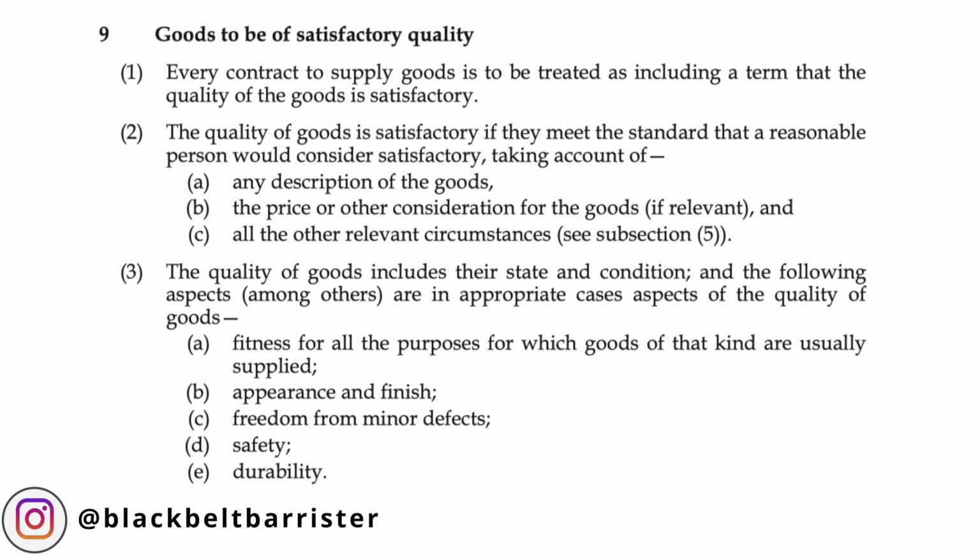Section 9 states that goods are to be of a satisfactory quality, and specifically, every contract to supply goods is to be treated as including a term that the quality of goods is satisfactory. And this will include any description of the goods, the price or consideration of the goods paid if that is relevant, and all the other relevant circumstances. Subsection 3 also provides that the quality will cover the fitness for all the purposes for which goods of that kind are usually supplied, the appearance and finish, freedom from minor defects, safety and durability. And there is a lot more to Section 9, which again I'll go into in a lot more detail. This is an overview of what rights are afforded to a consumer under the definition of a consumer.